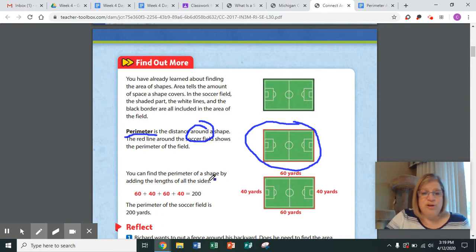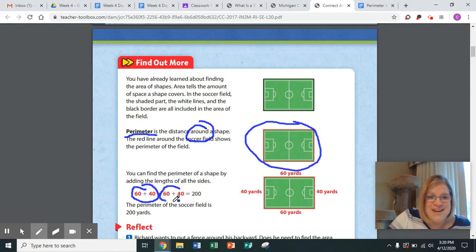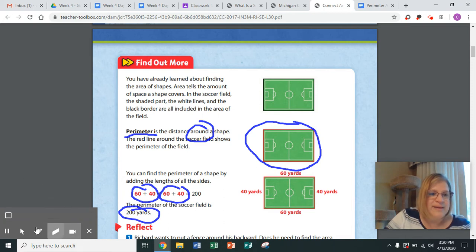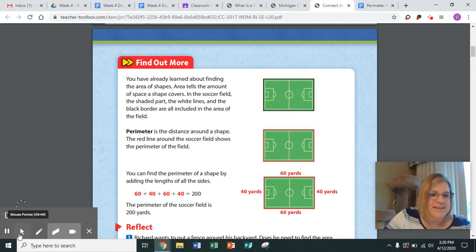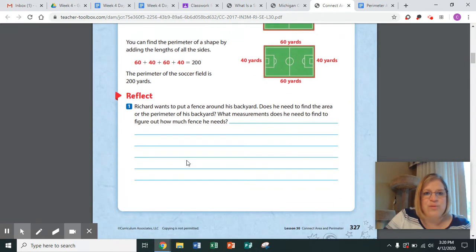You can find the perimeter of a shape by adding the lengths of all the sides, which is exactly what we just did. 60 plus 40 and 60 plus 40. Oh, that was actually a better way because 60 and 40 is 100. There's another 100, 200. They did a way that I could do mental math with it. I like that. So perimeter of the soccer field is 200 yards, which is exactly what we came up with. Okay, I'm going to erase that and move down.